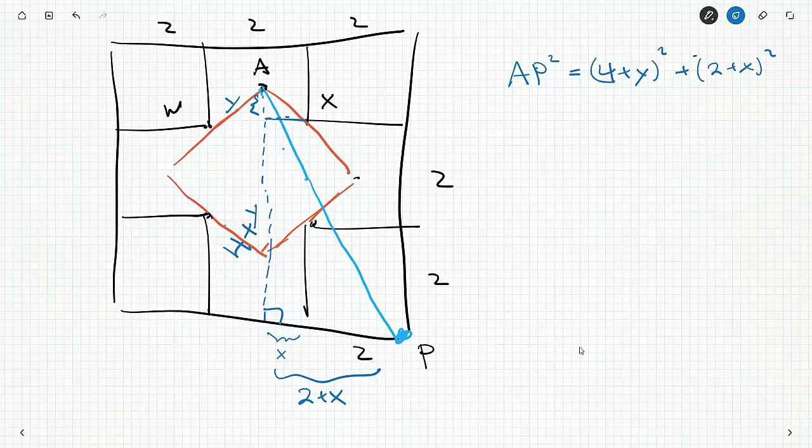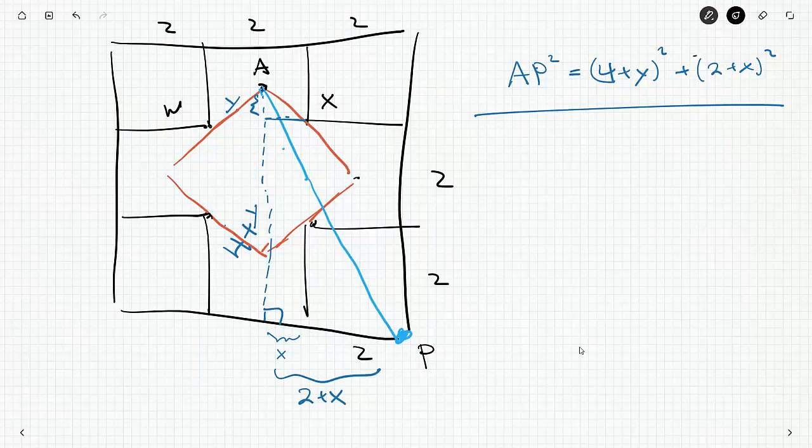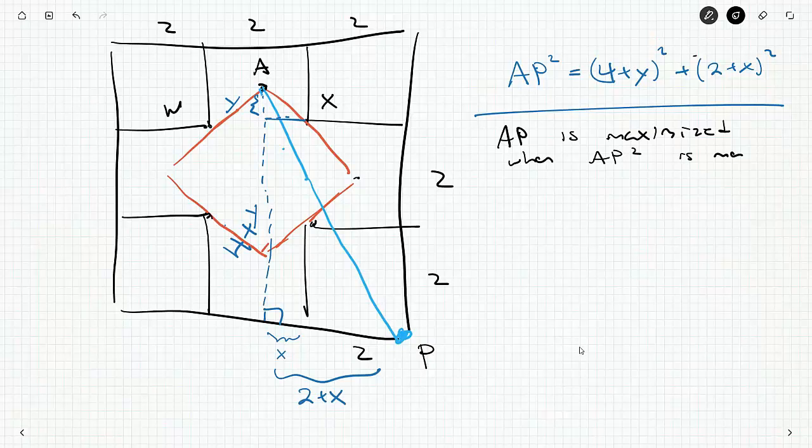So now I have a way to calculate the length AP based on my position of A. Okay, we're going to investigate these x's and y's. I think they're linked. But the important thing is now I have an expression. And another thing to note, if I want to maximize AP, AP is maximized when AP squared is maximized.